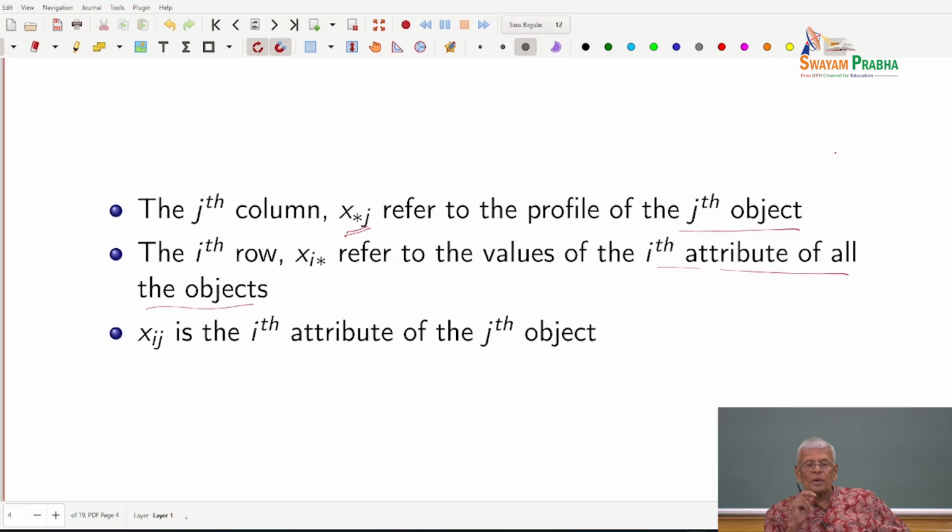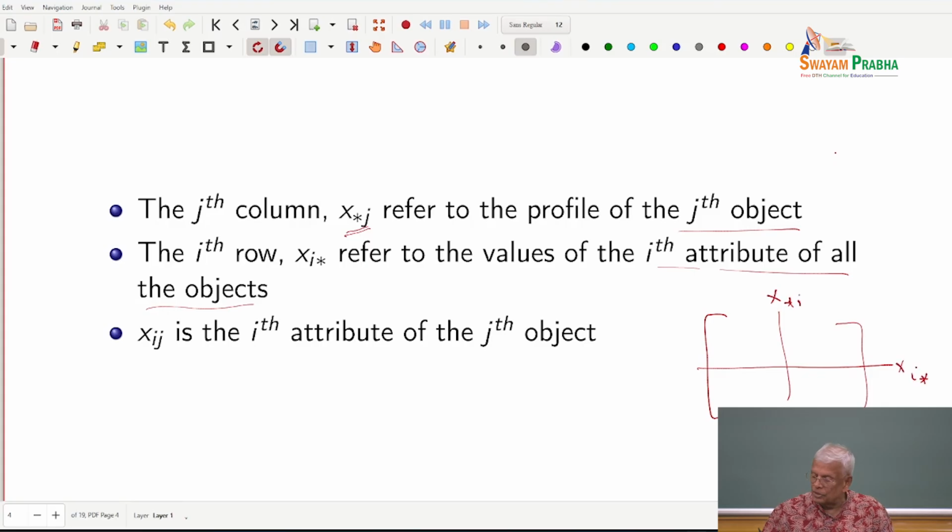For example, what is the weight of the n people I am considering? What is the height of the n people I am considering? What is the eye color? What is the educational status? So I can cut across the matrix either column wise or row wise. This is called x star j. This is called x i star. Star refers to all the elements across the row or a column.